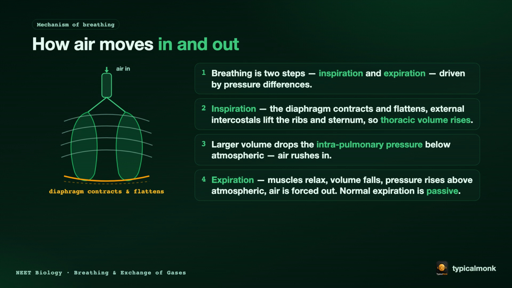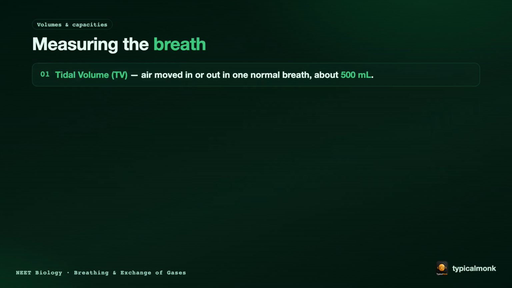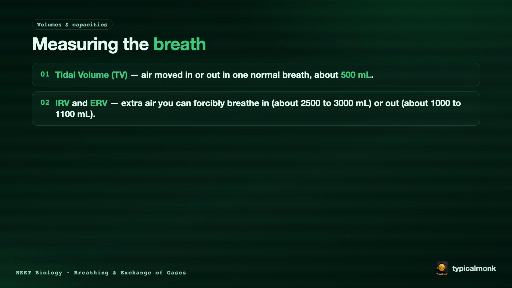In expiration, the muscles relax, the volume falls, the pressure rises above atmospheric, and air is pushed out. Normal expiration is passive. Now respiratory volumes and capacities. Tidal volume, that is TV, the air moved in or out in one normal breath, about 500 ml.